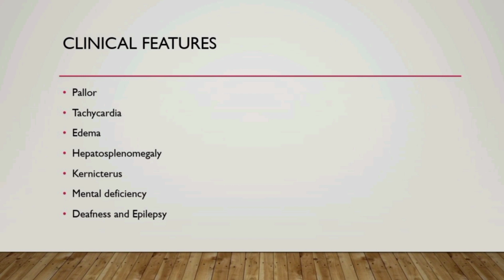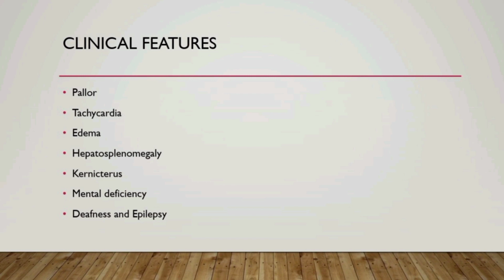In clinical features, we have first of all a general sign of anemia, pallor of mucous membrane and nail beds, which most commonly occurs when hemoglobin levels are less than 90 gram per liter. Then we have tachycardia. Tachycardia means increased heart rate. Edema is accumulation of fluid in the interstitial spaces and cavities. Hepatosplenomegaly means enlargement of liver and spleen.